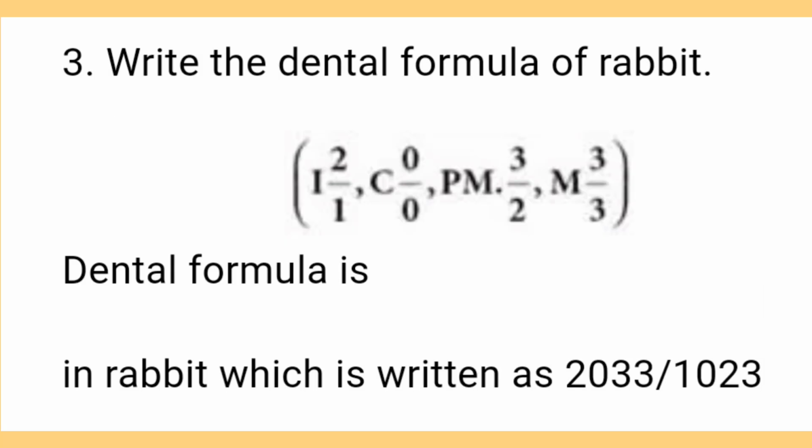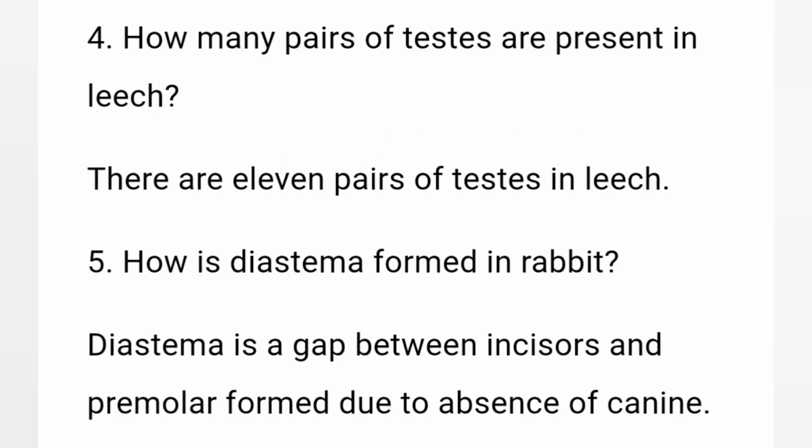Third one, write the dental formula of rabbit. I 2 by 1, C 0 by 0, PM 3 by 2, M 3 by 3. The dental formula in rabbit is written as 2033 by 1023. Fourth one, how many pairs of testes are present in leech? There are 11 pairs of testes in leech.